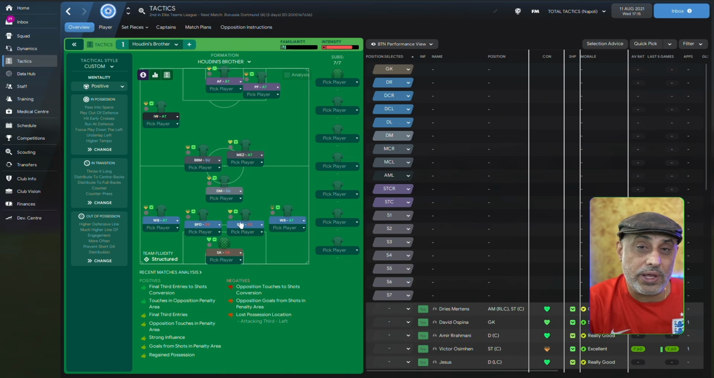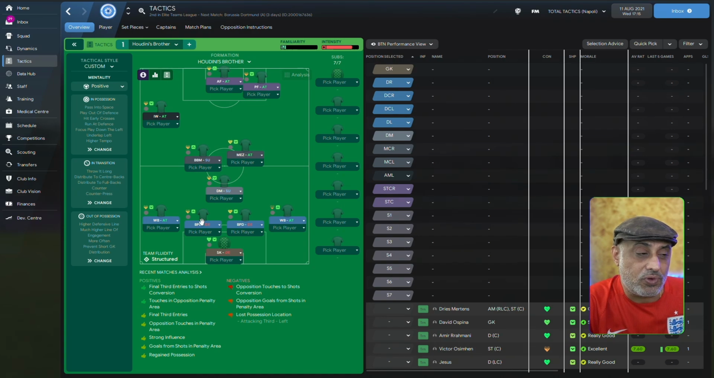And I will always use ball-playing defenders because I want these ball-playing defenders to break the press. They're the best role to break a press because they bring the ball out. Now, when they bring the ball out, they draw players to them. And because we've got ample passing options, we should be able to escape any kind of a high press.